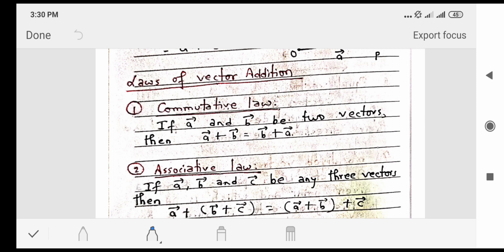Now let's go to some small laws in vectors. First of all, the laws of vector addition. The first law is the commutative law. It explains that if vector A and vector B are two vectors, then vector A plus vector B will be vector B plus vector A. It is the same property which we have learnt in real numbers as well.